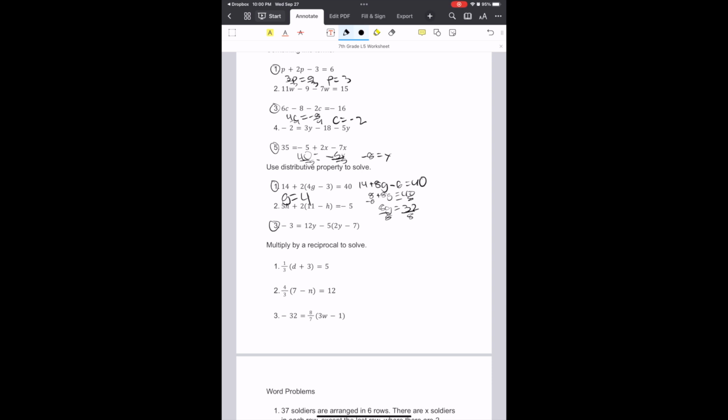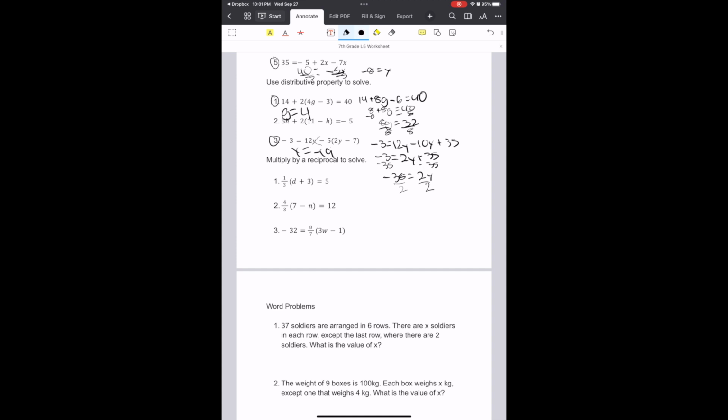And then number 3, negative 3 is equal to 12y minus 5. So let's first distribute. Negative 3 is equal to 12y minus 10y, and then plus 35. Remember when you guys are doing this, you are distributing negative 5 into this equation, not just 5. So once you combine like terms, you get negative 3 is equal to 2y plus 35. Subtract 35 from both sides, and you get negative 38 is equal to 2y. Then divide both sides by 2, and you get y is equal to negative 19.